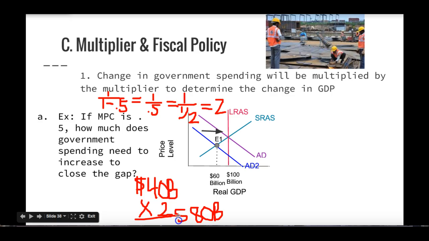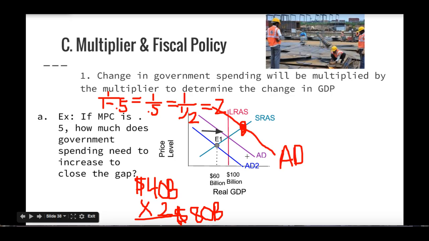So this would be bad, because what would happen? It would overshoot our aggregate demand curve, and we'd end up with an inflationary gap over here. We'd have 80 over here, and here would be our new equilibrium right here. Okay, and so that would be a way big overshoot. So what we need to do is, okay, we can't do that. So what do we need to do?